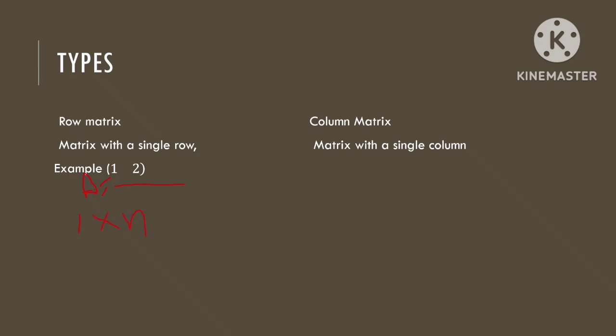For example, giving B, 1, 2, 3, 4, etc., up to n. It means how many rows are there? Only one row. Columns 1, 2, 3, 4 up to n columns are there. Irrespective of columns, the row should be only one. This is known as a row matrix.